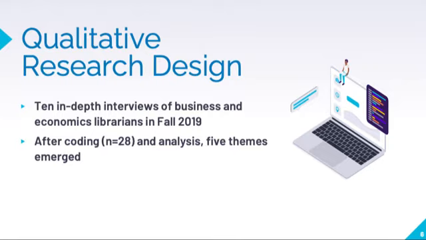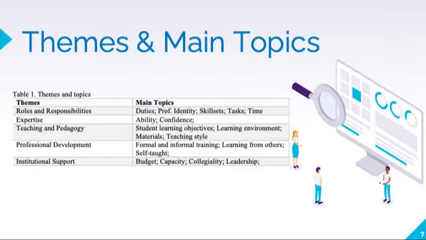I interviewed 10 business and economics librarians at university research libraries and one at a liberal arts college library, each who are high adopters of teaching students about understanding and using data in the field. Using applied thematic analysis, I coded each transcript and discovered 5 themes. The 5 themes are roles and responsibilities, expertise, teaching and pedagogy, professional development, and institutional support.